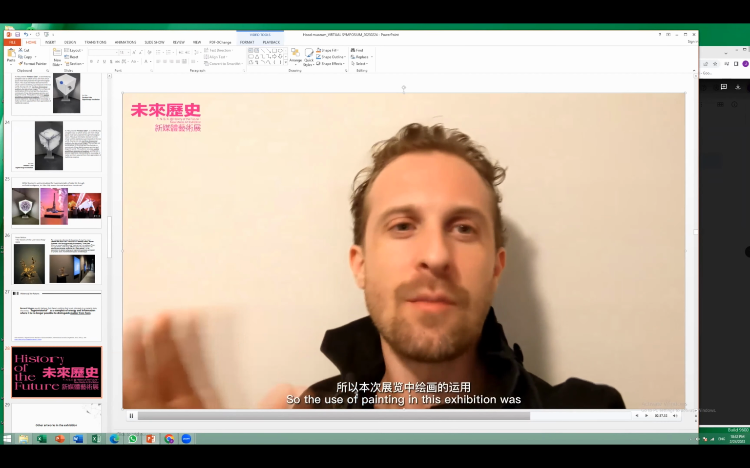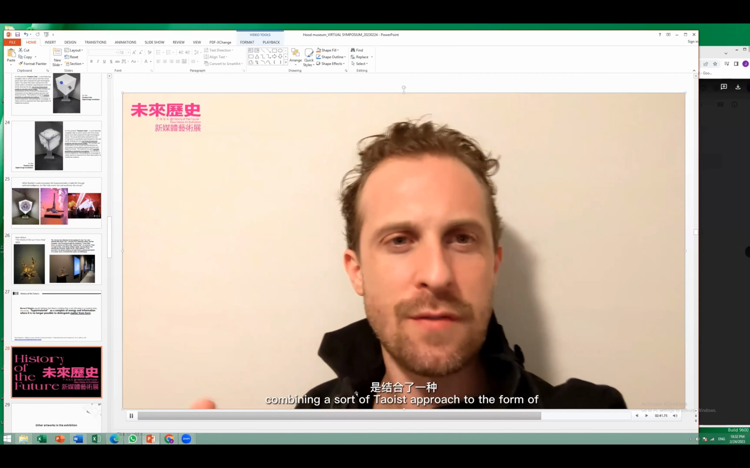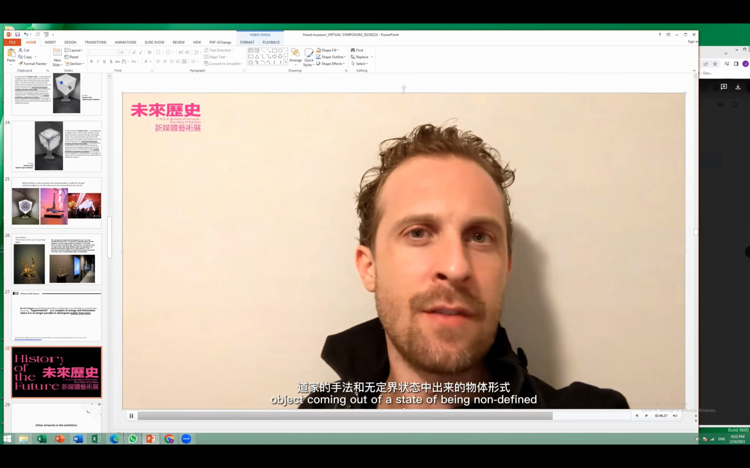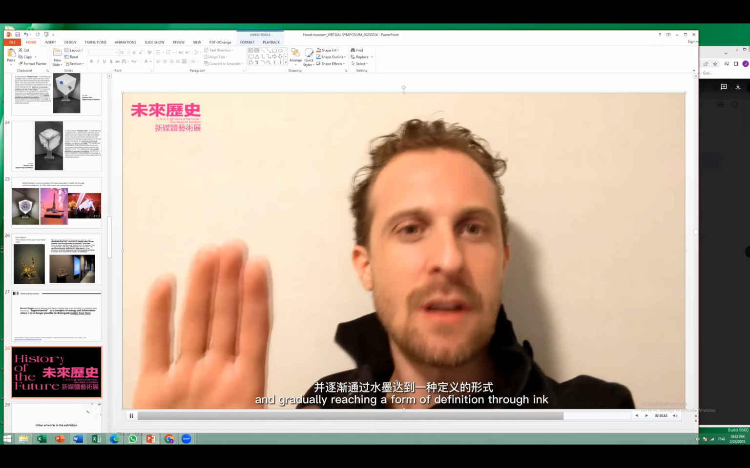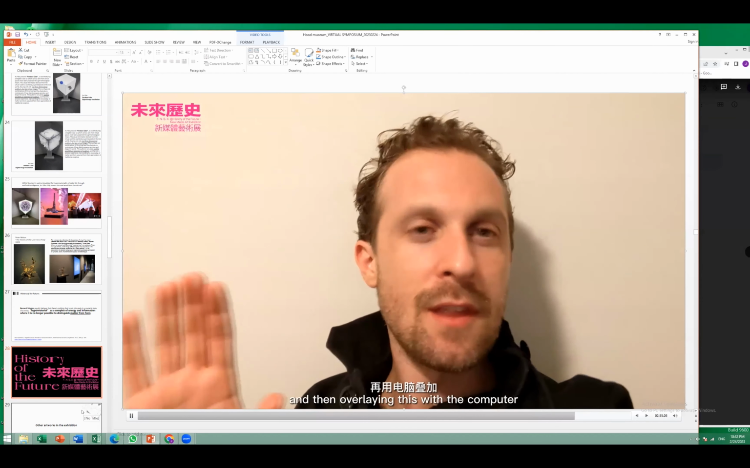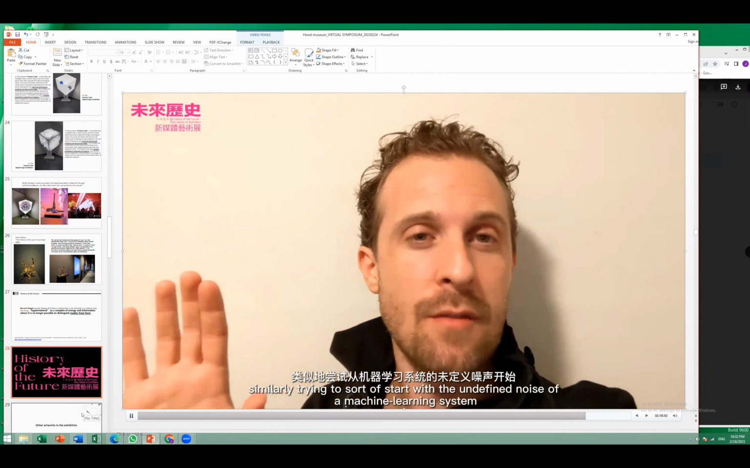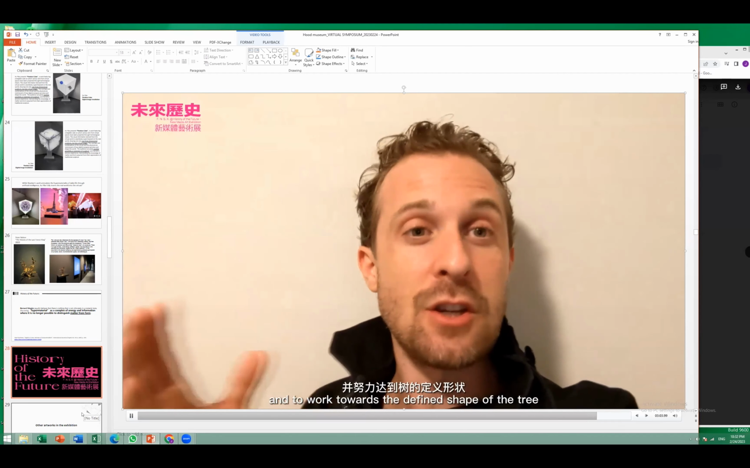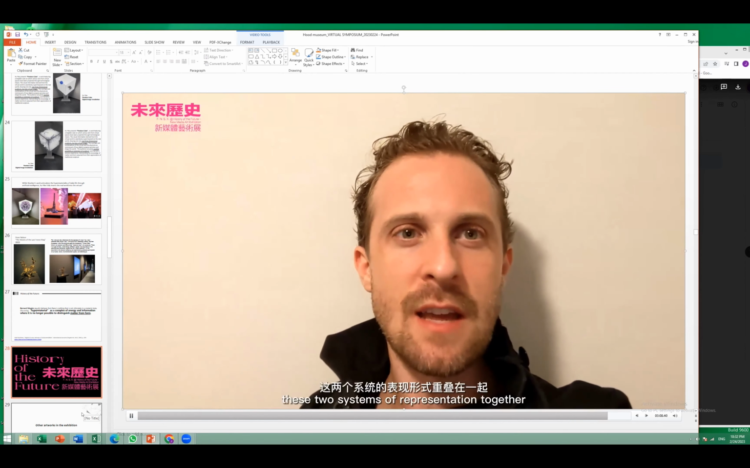So the use of painting in this exhibition was combining a sort of Taoist approach to form, of the object coming out of a state of being non-defined and gradually reaching a form of definition through ink, and then overlaying this with the computer, similarly trying to sort of start with the undefined noise of a machine learning system and to work towards the defined shape of the tree. So sort of overlaying these two systems of representation together.